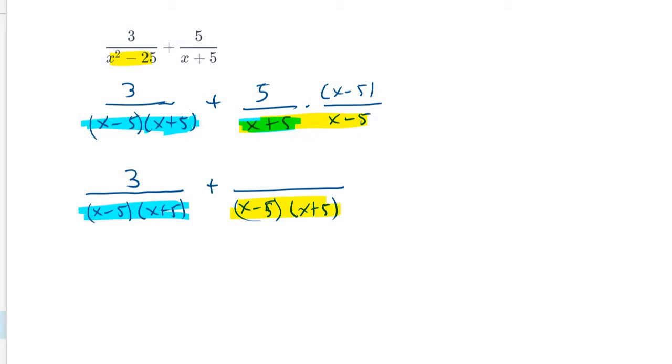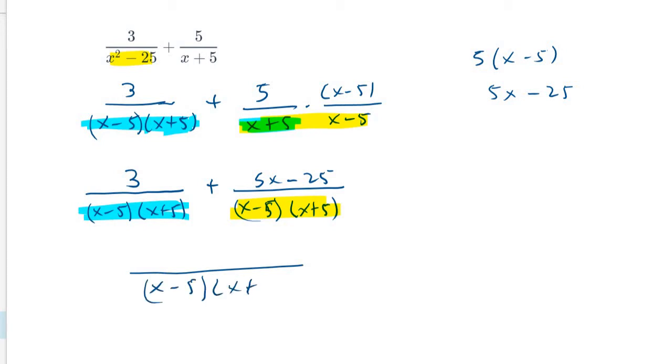So we need to complete the process by multiplying the numerator now. 5 times x minus 5 will be 5x minus 25. Now we're ready to keep one denominator and then add the numerators together. So we have 5x, combining like terms, then minus 22. And that's basically the answer. We're done. This is the answer to the problem.